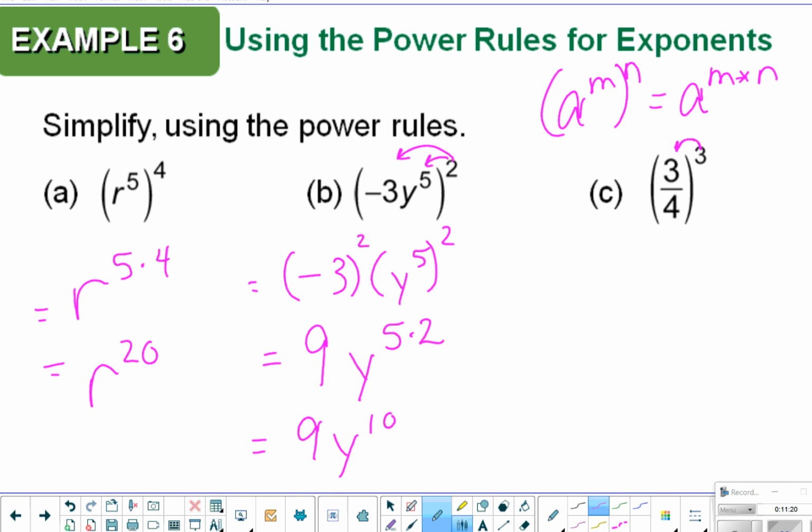For C, distribute that 3 to the denominator as well as the numerator. So I'm going to end up with 3 to the third over 4 to the third, which gives us 27 over 64.